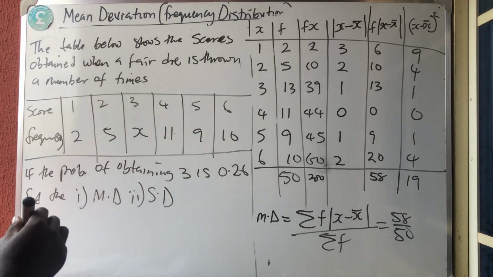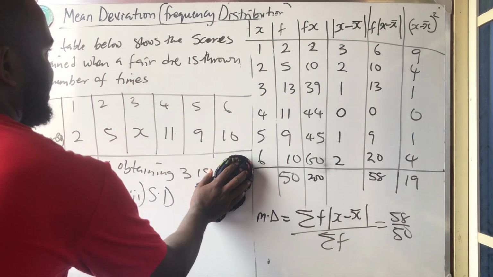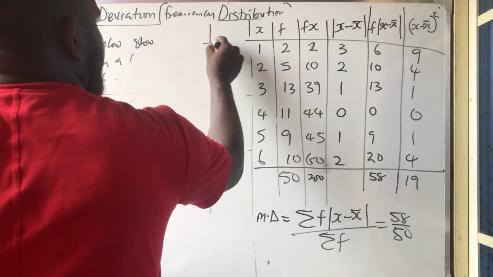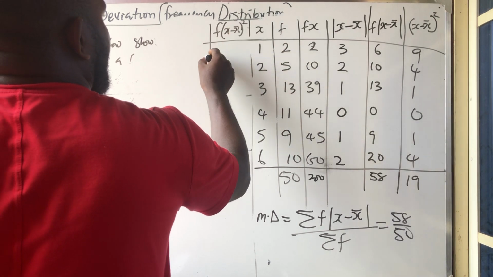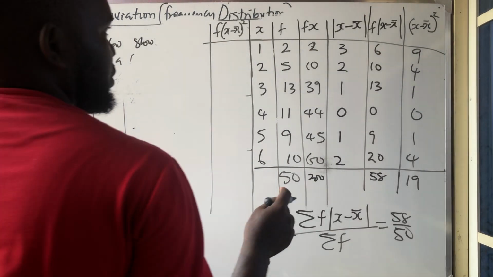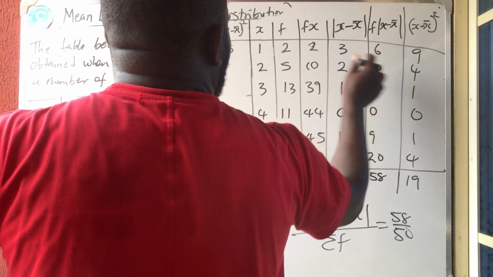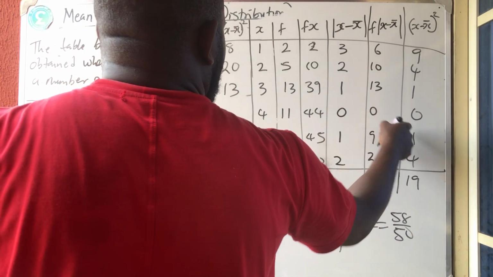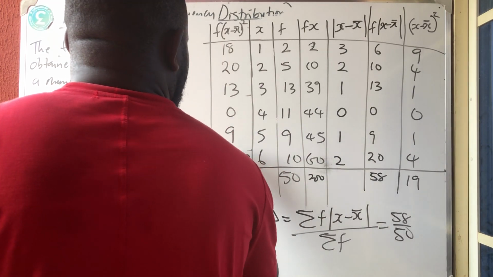So the next thing we need is what? F times this one again. That's another thing we need. So permit me to write it here. So the next thing we need is f times that x minus x bar all squared. So it will help us calculate the variance, then from variance to standard deviation. So f is 2. 2 times 9, 18, 5 times 4, 20, 13 times 1, 13, 11 times 0, 0, 9 times 1, 9, this time this 40.